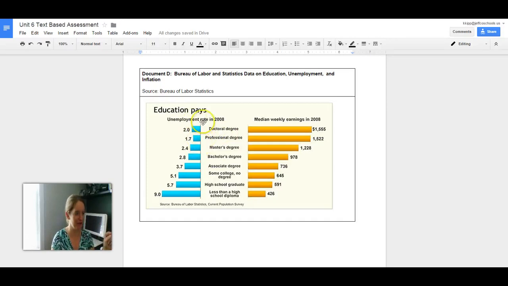Interesting that that's a little bit higher than a professional degree. But they make about $1,500 per week. Okay, interesting things you could throw in here about how education provides those opportunities. The fact that we have a free education up through the 12th grade, does that provide economic opportunities for people?